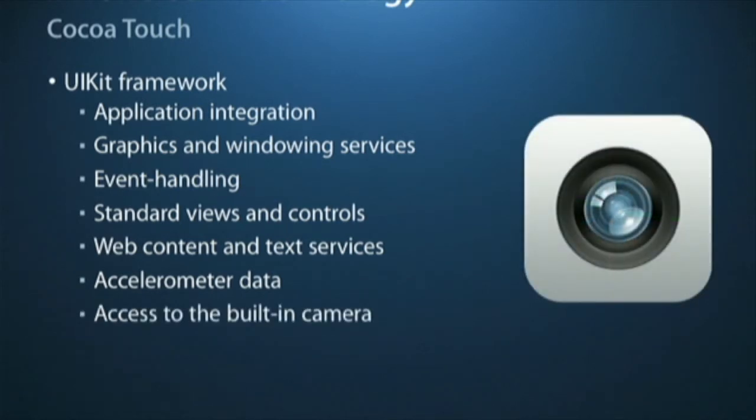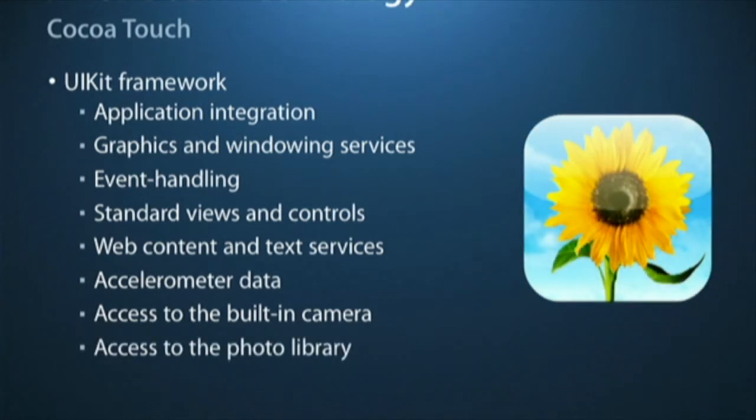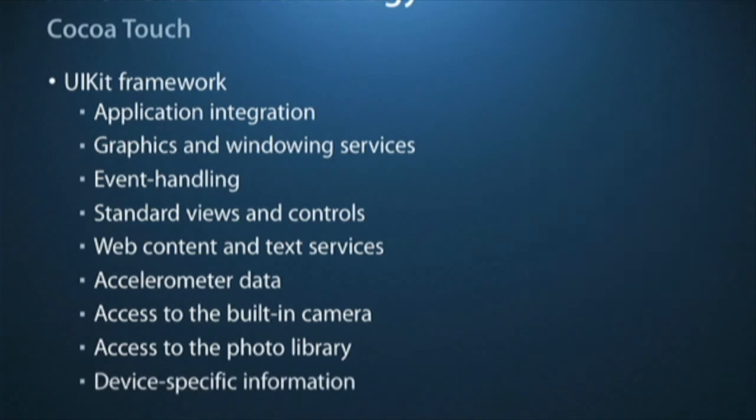UIKit provides access to the device's camera too. There's a class that displays a standard system interface for taking pictures using the available camera, and it also supports optional controls for resizing and cropping images, as well as selecting photos from the user's photo library. Finally, UIKit provides support for reading device-specific information like screen orientation, serial number, OS version, and more.